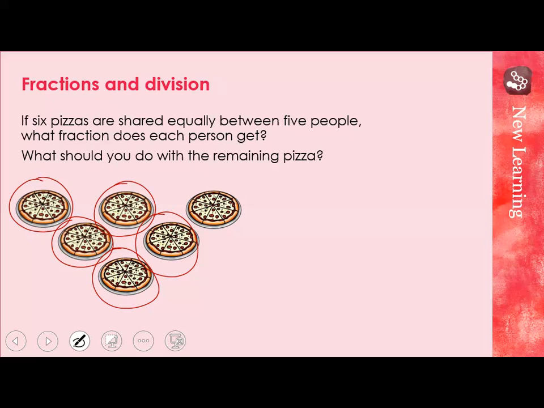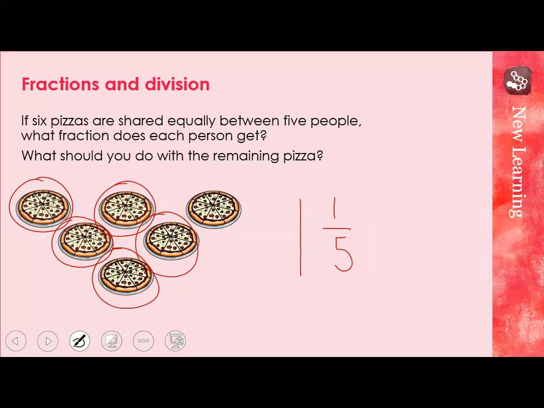How much then of this pizza do they each get? There's 1 whole pizza remaining and 5 people to split it between. So they get 1 whole pizza each, and then they also get a 1/5 of a pizza as well. So each person gets 1 1/5 pizzas.